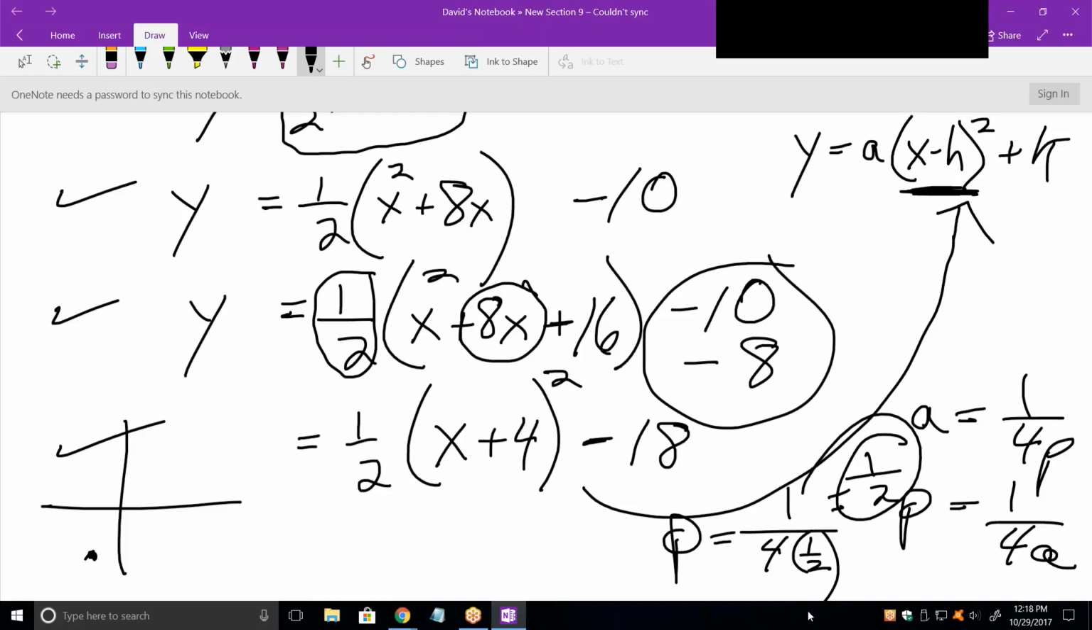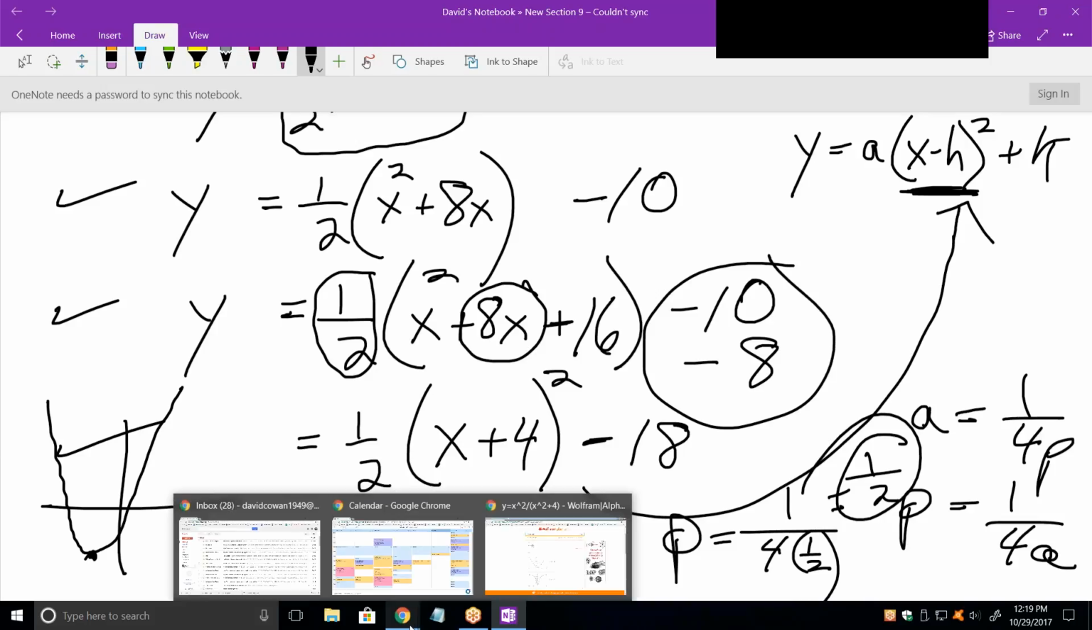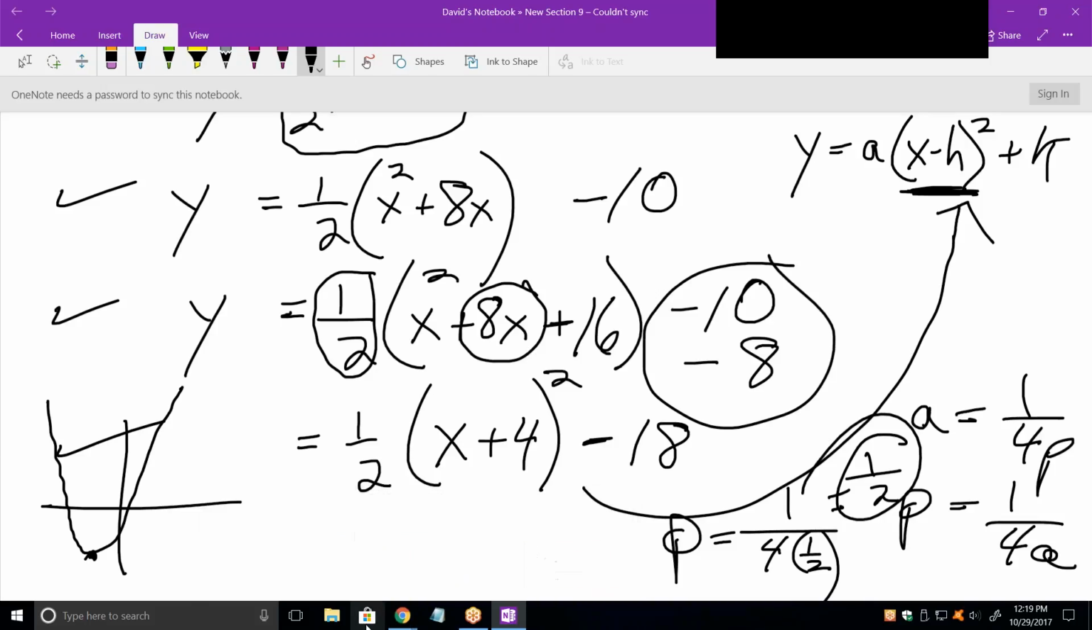And we know that it opens which way, up or down? It's a parabola. Up. Correct, because it's a plus 1/2. So that's an approximation of the graph, but we can now answer all of their questions even if we didn't graph it perfectly. You know the focus is somewhere there.